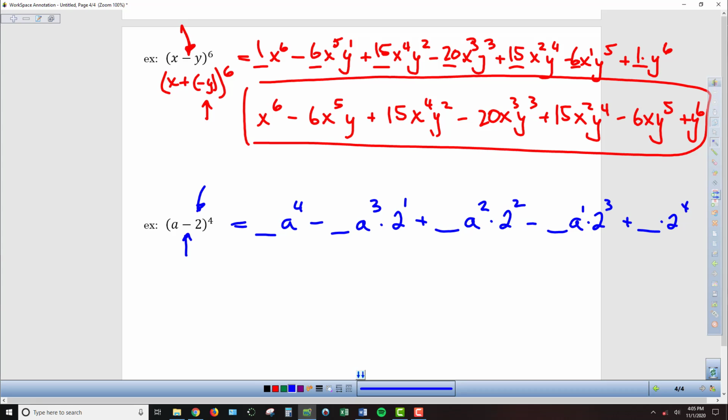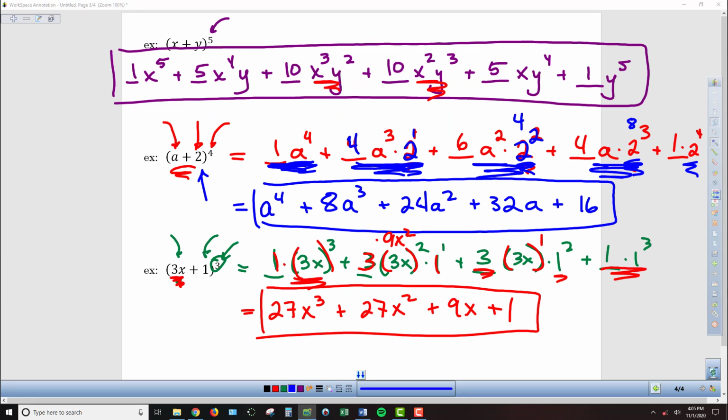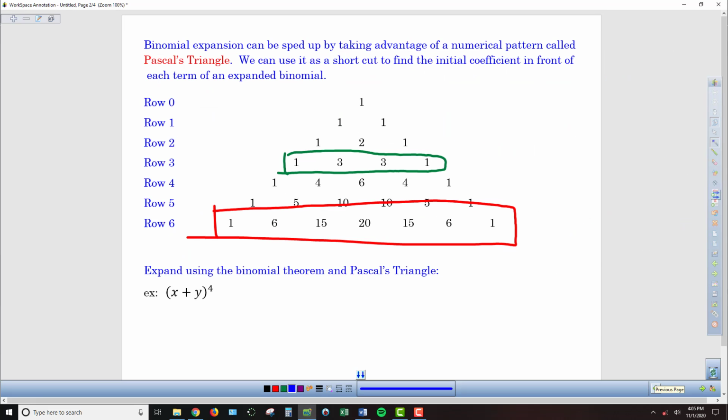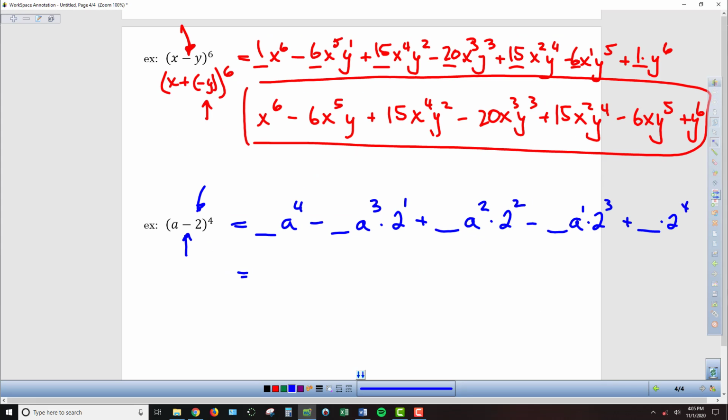So we do have some simplifying that we have to do here after we fill in our coefficients. So if we go back to our Pascal's triangle, we can see we're in row 4 here, 1, 4, 6, 4, 1. So I'll fill those in, 1, 4, 6, 4, 1. And so now I just need to simplify each of these terms by multiplying out the numbers. So the first term, 1 times a to the fourth, is just a to the fourth. For the next, it's going to be minus, and then I've got 4 times 2 to the first, or 4 times 2, which gives me 8, and then a to the third.